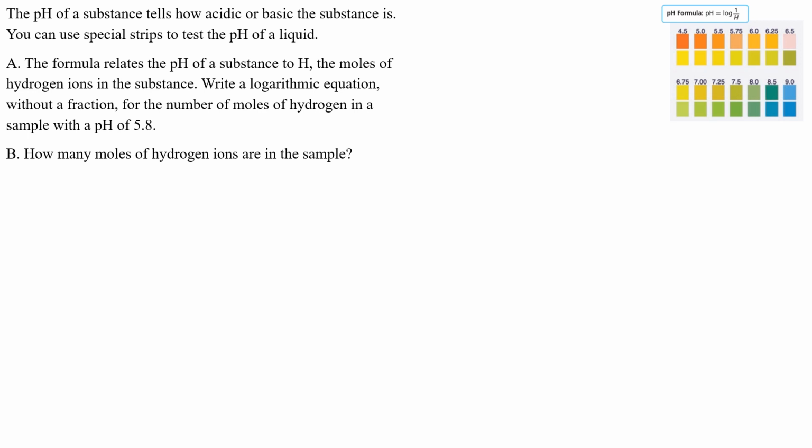Next question, the pH of a substance tells how acidic or basic a substance is. You can use paper strips to test the pH of a liquid. The formula relates the pH of a substance to H, the moles of the hydrogen ions in the substance. Write a logarithmic equation. Even if the formula is not written, you memorize it as log 1 over H equals pH. Now you have to find the hydrogen ions in moles if the pH is 5.8.